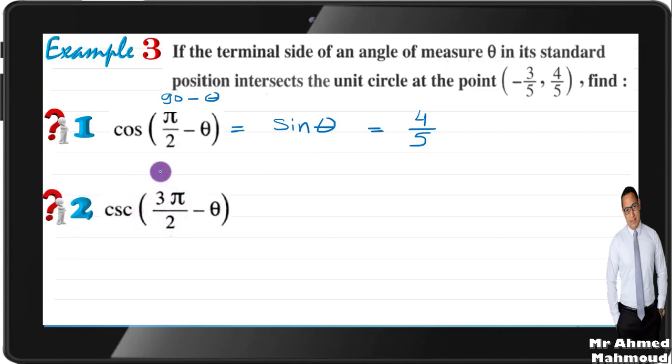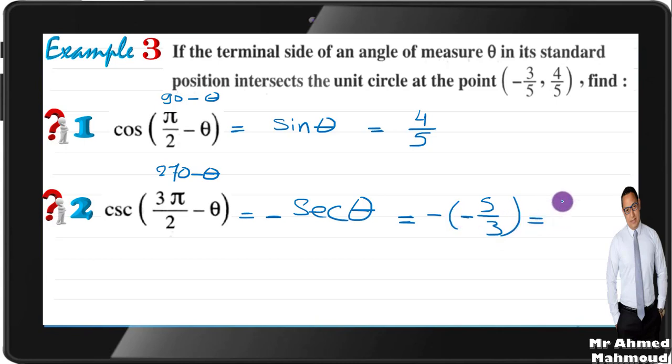Number 2, 3 pi over 2, which is 270 minus theta. Okay, so cosec change to be sec theta. Okay, this is the third quadrant. Cosec in the third quadrant is negative, so it will be negative sec theta. Sec is 1 over cosine, so it will be negative negative 5 over 3. It will be positive 5 over 3.